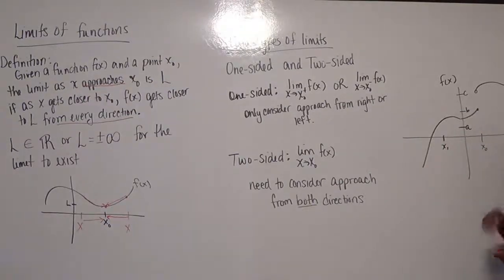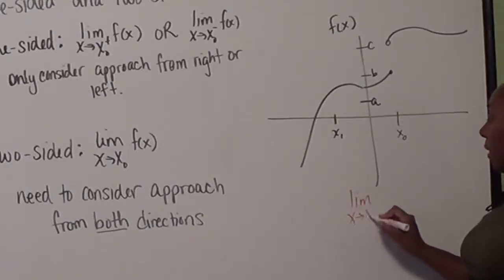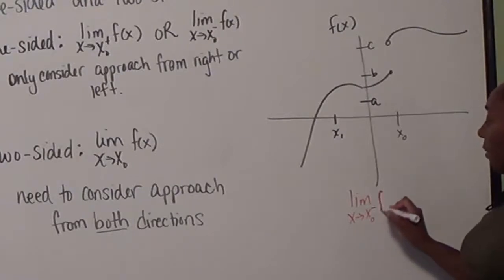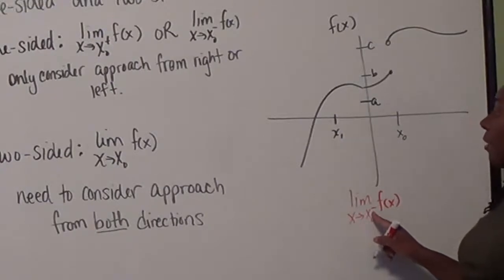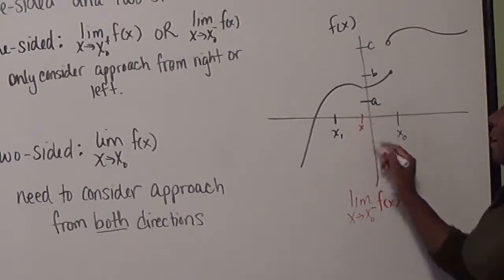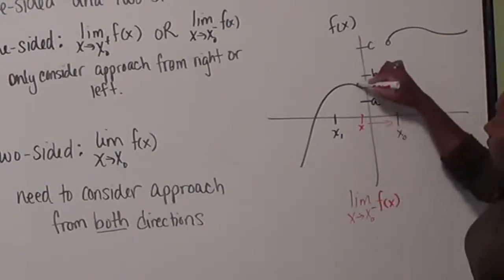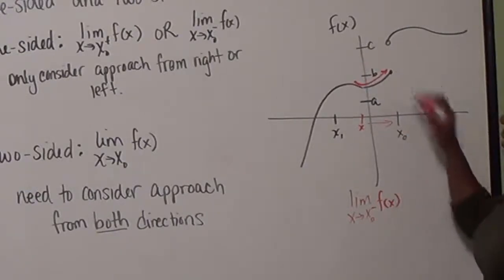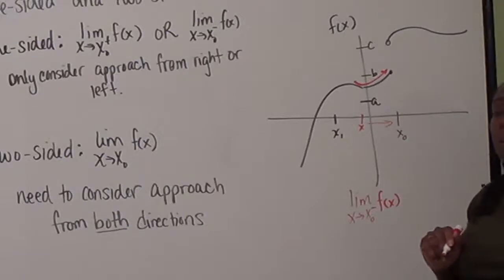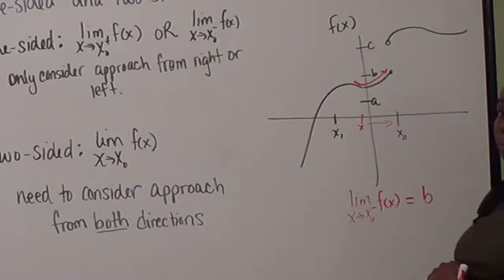And so here's an example. If I'm looking at the limit as x approaches x naught from the left of the function, it means I'm only looking at values coming in from the left side, or the negative side of x naught, meaning my x has to be over here, and I'm approaching this way. Well, if my x is over here, it says my function value is going to approach this direction, and so as I get closer and closer to x naught, my f of x is getting closer and closer to b.